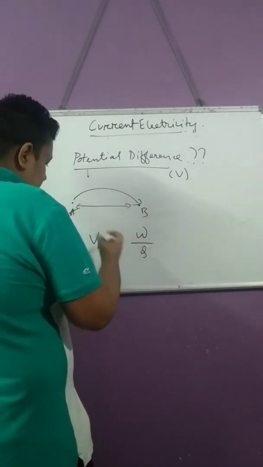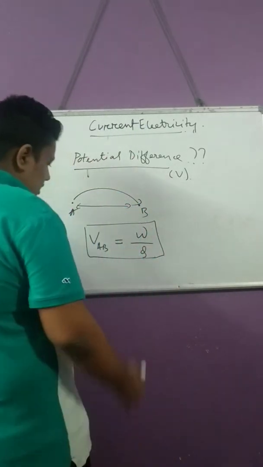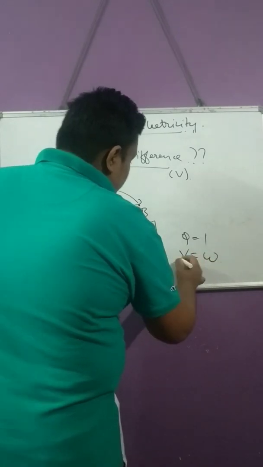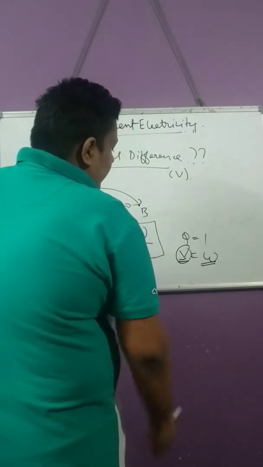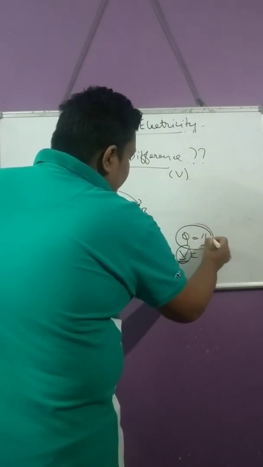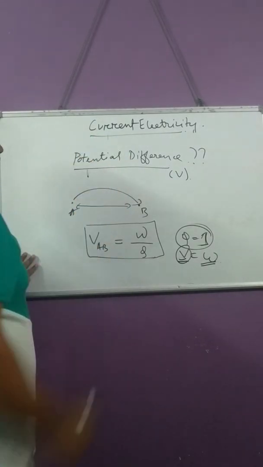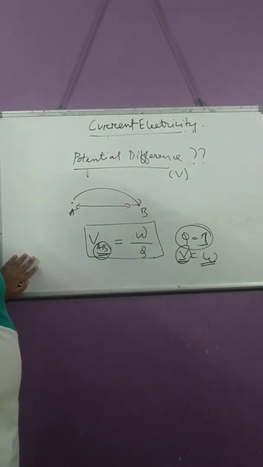How we define it? This is the mathematical relation V equal to W by Q, and when Q equal to 1, V equal to W. So potential difference is the work done to carry a unit charge, because we have taken Q equal to 1, from one point to the other, and the potential we get is the potential difference between those 2 points.